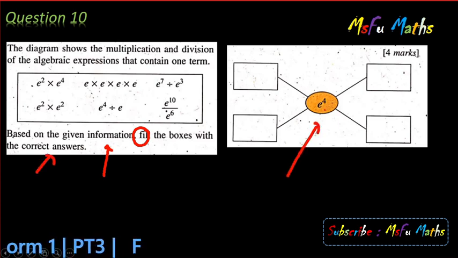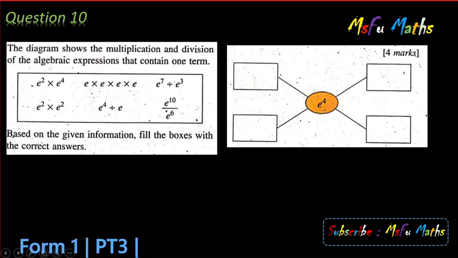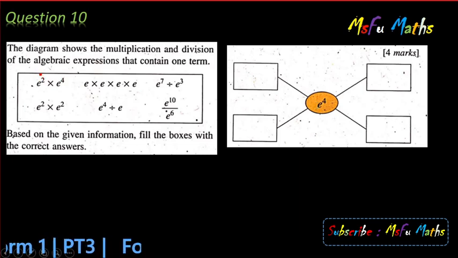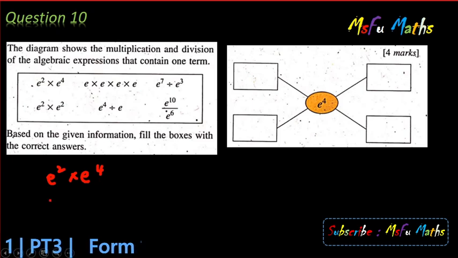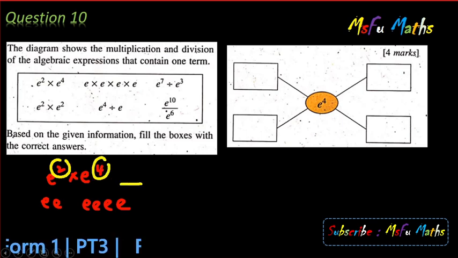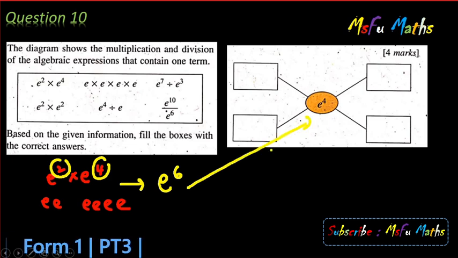So as you can see here, this is e to the power of 4, which means we want to find which of these equals e to the power of 4. Here we have e squared times e to the power of 4. If you remember, that day I said e squared times e to the power of 4 means you have 2 e's and 4 e's, therefore this is equal to e to the power of 6, which is not what we want. You want e to the power of 4.